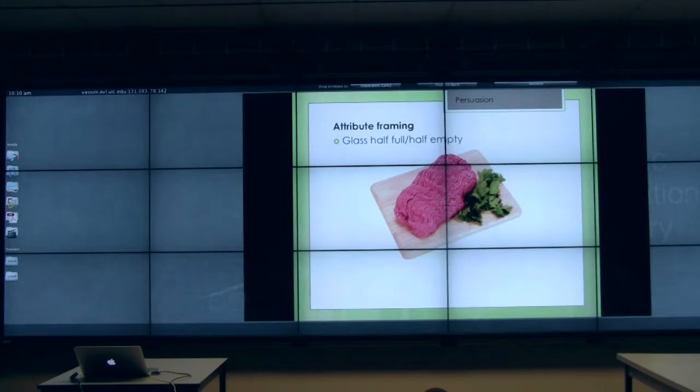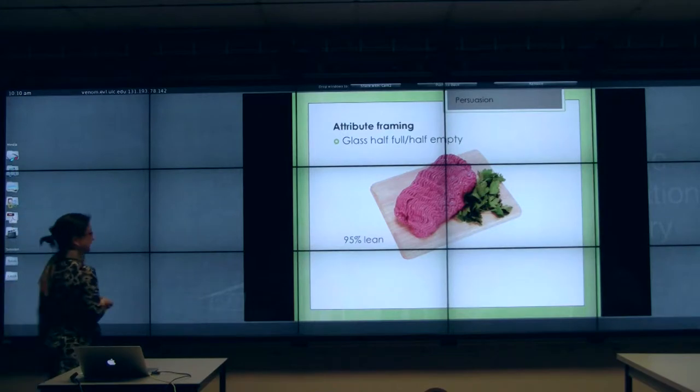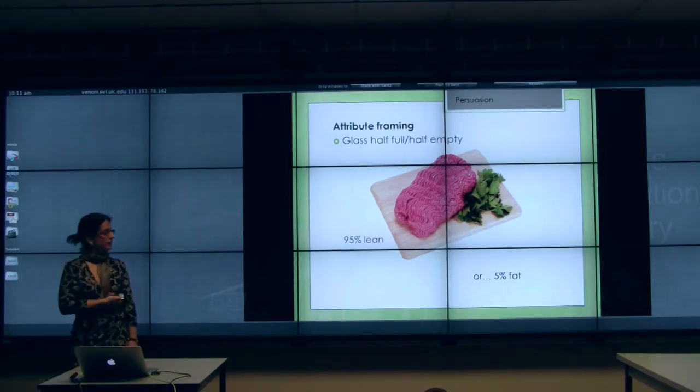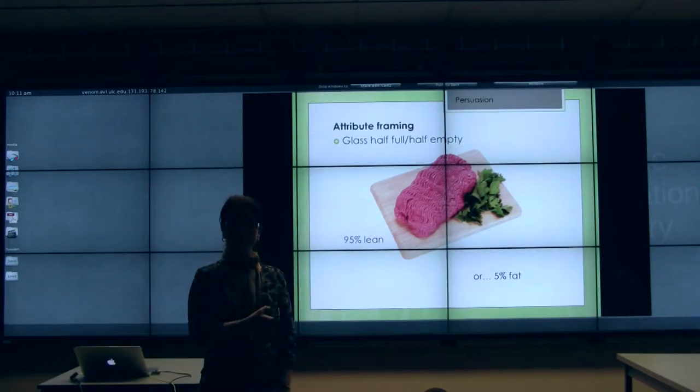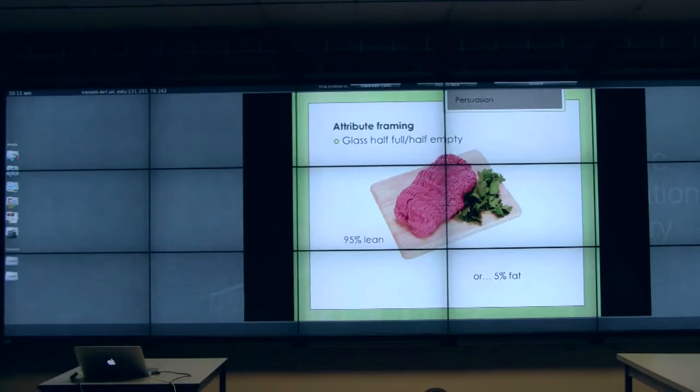Now, when are you going to be more likely to buy ground beef? When I tell you that it's 95% lean or 5% fat? Who's going to buy the product if I tell you 5% fat? The Japanese, actually. What about if I tell you 95% lean? More people are going to buy the product if I tell you 95% lean. More people buy products if they're framed in terms of gains, positively, than if they're framed negatively or in terms of losses.